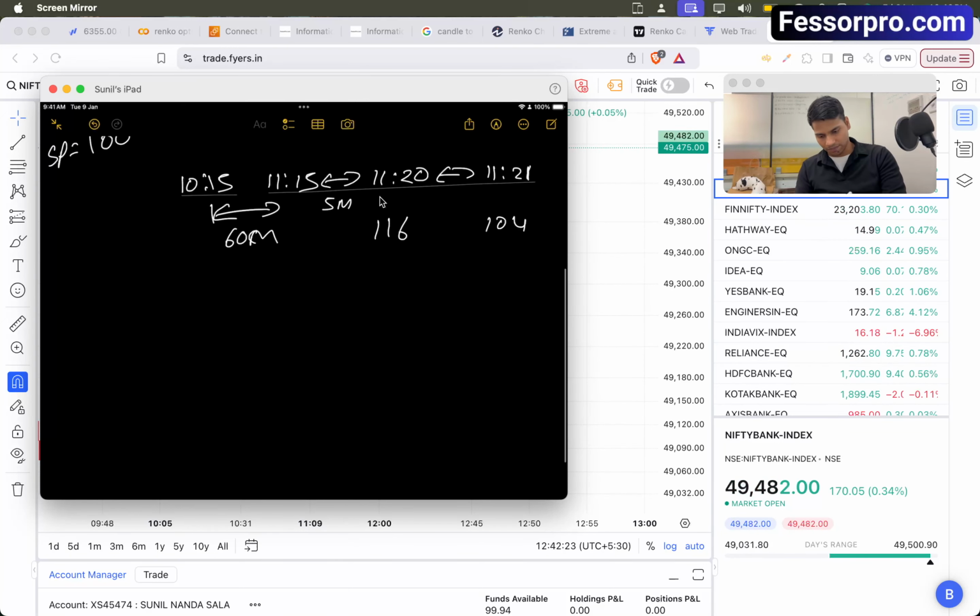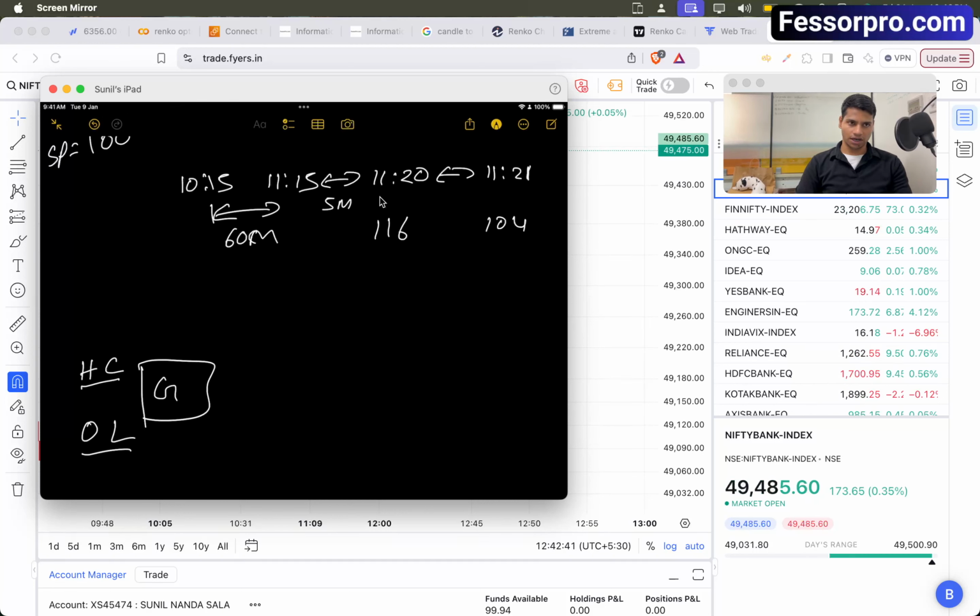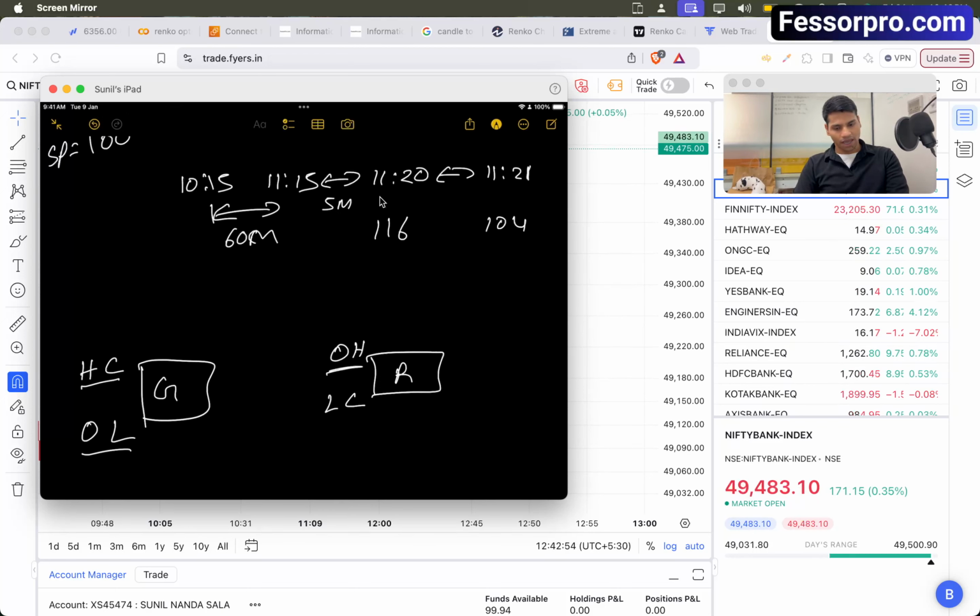So let's say this is a green brick. What will be the open, high, low, close? Open will be this, high will be this, low will be this, and close will be this. So for a green brick, open and low will be the same, and high and close will be the same. But what if it's a red brick? If it's a red brick, this is my open, this is my high, this is my low, and this is my close. So in case of a red brick, open and high will be the same, and low and close will be the same.